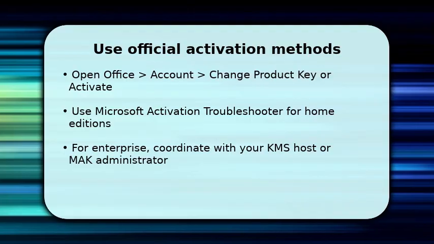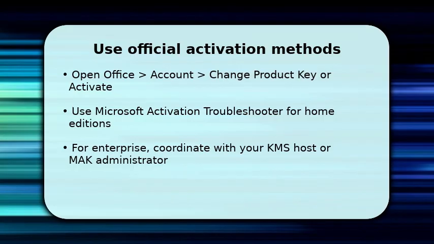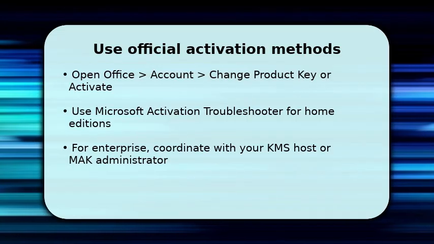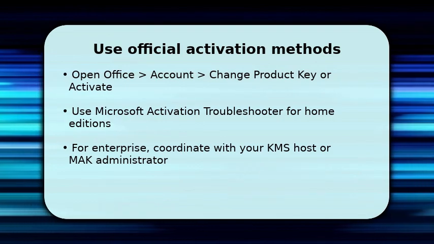Open any Office app, go to Account, and use Change Product Key or the Activate option with the key provided by your organization. For personal or home editions, run Microsoft's Activation Troubleshooter and sign in with the Microsoft account tied to your purchase. If you're in an enterprise environment, coordinate with your IT team to ensure the KMS host is properly published and reachable, or use a Multiple Activation Key, MAK, if that is the approved method.